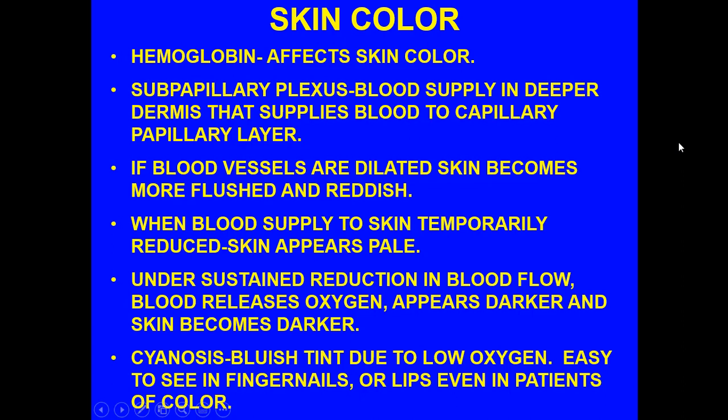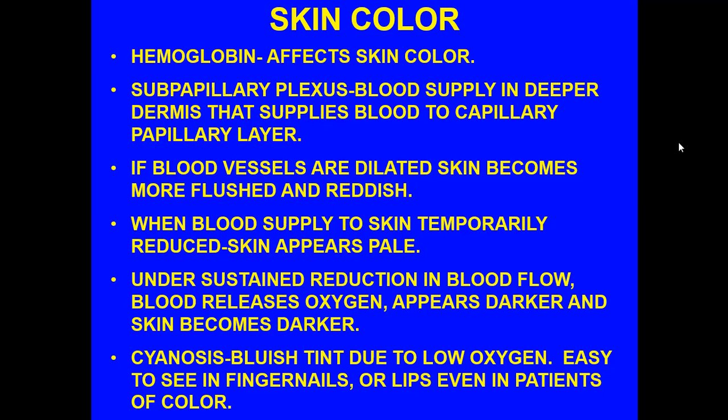There are other means to affect skin color. Hemoglobin, yep, blood. Remember that you're going to have several plexi there of blood vessels. The subpapillary plexus is a blood supply in the deeper dermis that supplies blood to capillaries in the papillary layer. If blood vessels are dilated, the skin becomes more flushed, more reddish. When blood supply to the skin is temporarily reduced, let's say in a situation of hemorrhage or something else, the skin is going to appear pale.